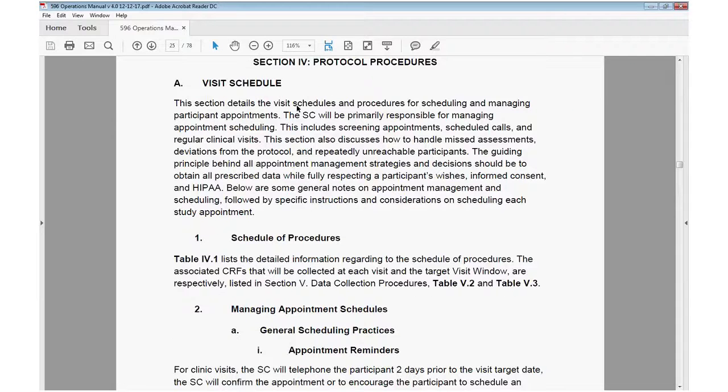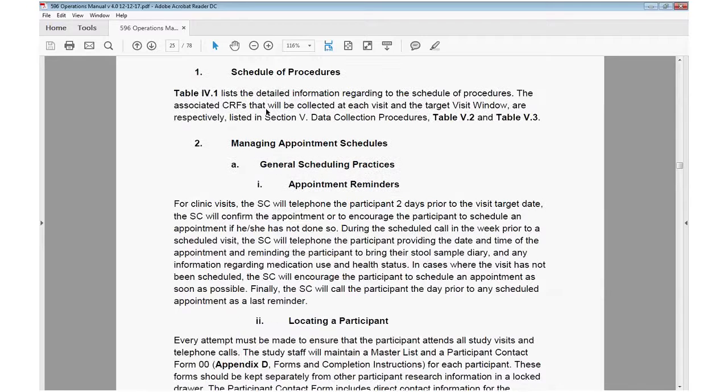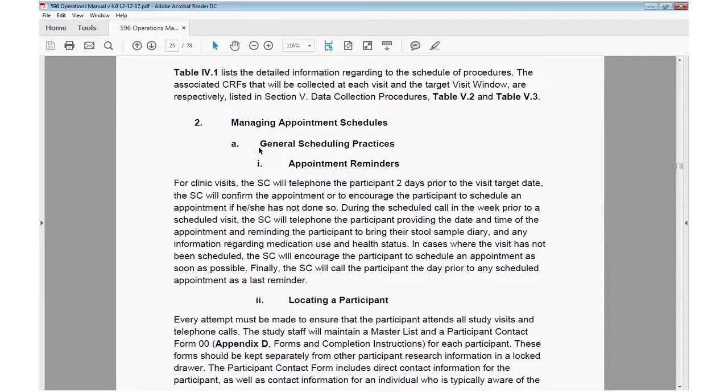Section 4, Protocol Procedures. Now this section is going to detail the visit schedule and the proper procedures for scheduling and managing participant appointments. The first thing that you have to worry about is appointment reminders. You'll be contacting patients regularly to remind them of their appointments.